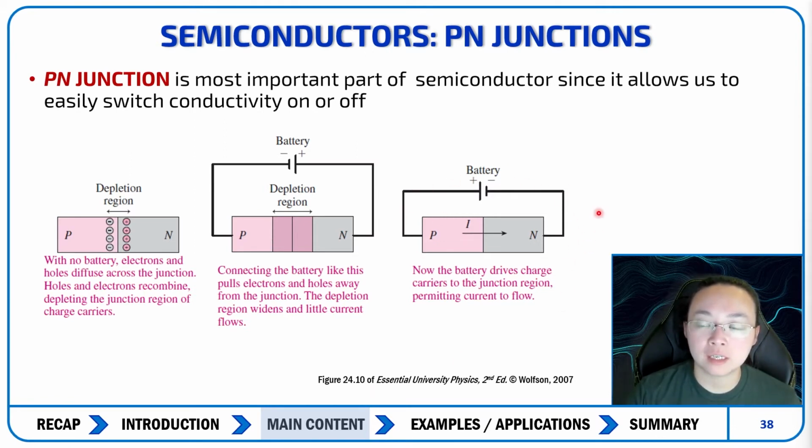Now, in the next section, we have the battery driving the charge carriers to the junction region, permitting the current to flow. So first you have a depletion region, you attach a battery, which expands the depletion region, and as that battery continues, the battery is going to drive the charge from the P to the N direction.